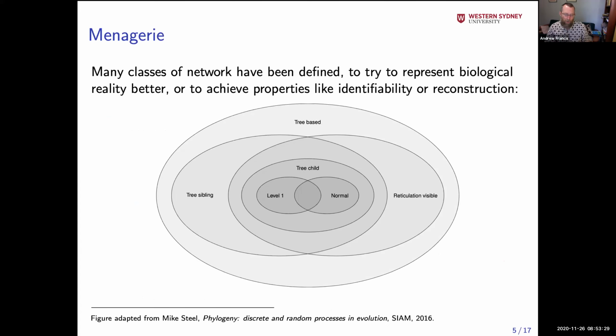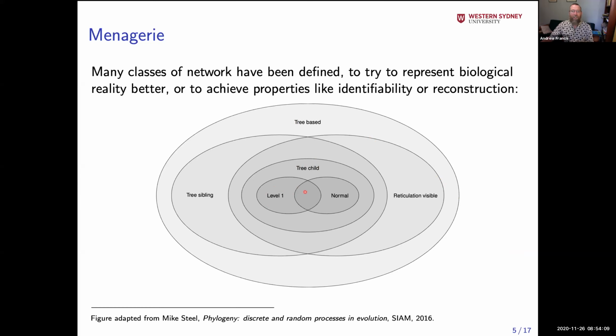So it may be confusing. There are so many different families of networks. This figure is one that's adapted from Mike's recent book, just showing a few of the families of networks. I'm not going to define them all because it's not the sort of thing you do in a short talk, but I will probably mention a few of them. I'll probably just define tree-based networks and tree-child networks. And you've already heard a little bit about level 1 networks this morning. And of course, I'll be talking about normal networks.